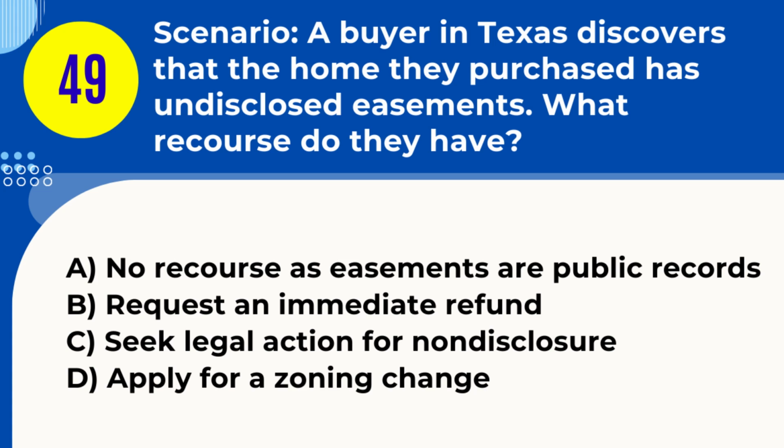Question 49. Scenario. A buyer in Texas discovers that the home they purchased has undisclosed easements. What recourse do they have? A. No recourse as easements are public records. B. Request an immediate refund. C. Seek legal action for nondisclosure. D. Apply for a zoning change.